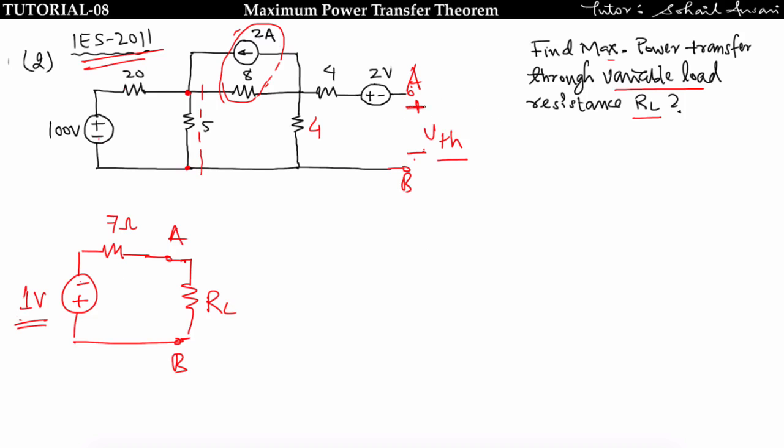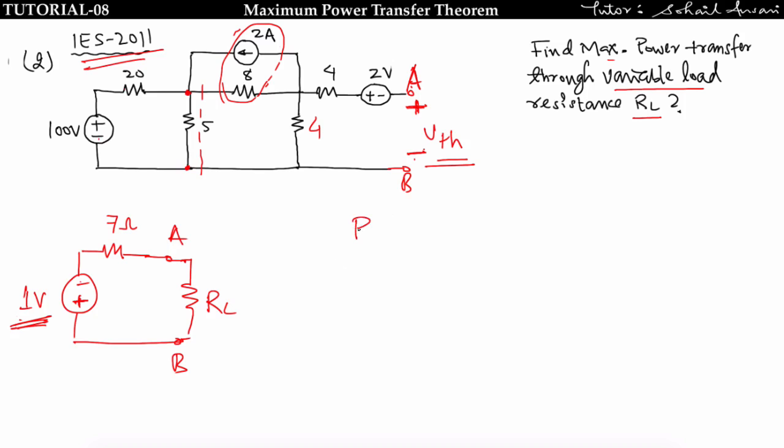Why? Because I am considering that A is at plus potential and B is at minus potential, but actually the polarity of B is plus and polarity of A is minus, that's why you are getting VTH negative. So I will reverse the polarity, meaning I will consider B as plus and A as minus, that means VTH is equal to 1 volt.